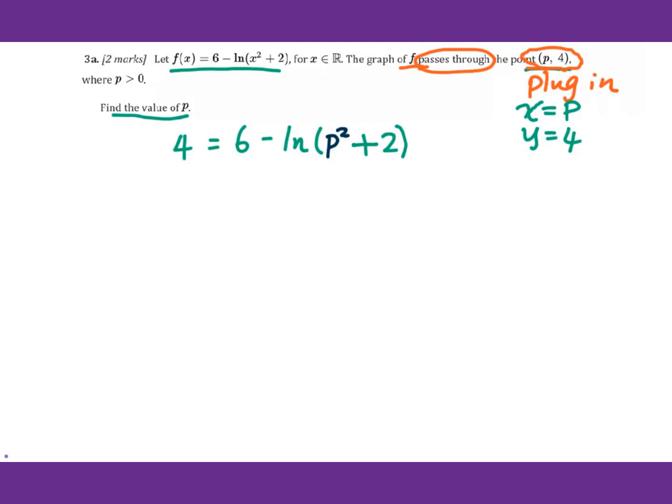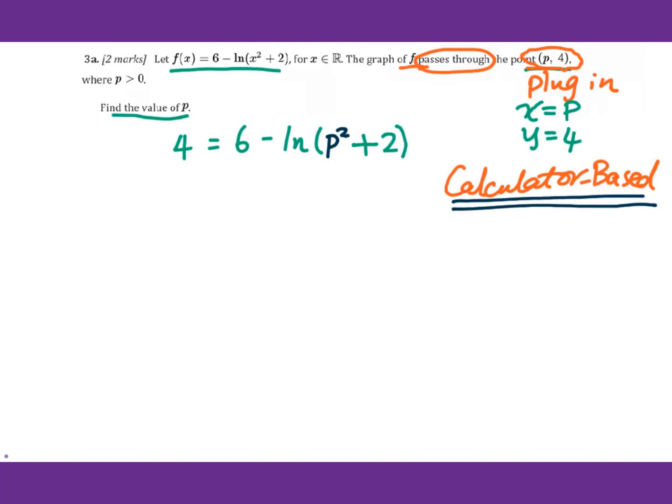Then we solve this logarithm function. In your mind, remember, this is calculator based. So whenever you have an equation, try to solve by calculator, not by hand. When you solve any equation by using graphing calculator, make sure you get f of x equals 0. Even if you use a graph to solve the equation, or the equation solver. Therefore, I will move this 4 to the right side. You will get 0 equals 6 minus 4 minus natural log of p squared plus 2.